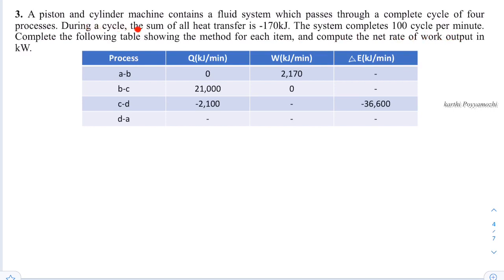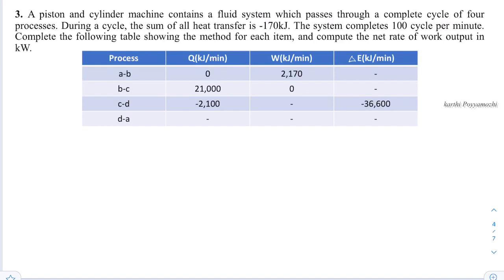During the cycle, the sum of heat transfer is minus 170 kilojoule. The sum of heat transfer means summation of Q is minus 170 kilojoule, and the system completes 100 cycles per minute. Complete the following table showing the method for each item. That is, we have to find the values of all these processes showing their process and compute the net rate of work done or work output in kilowatt.